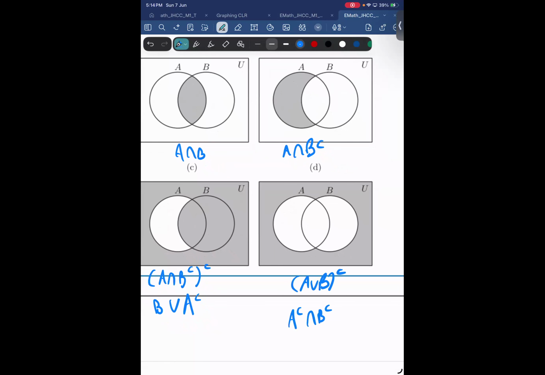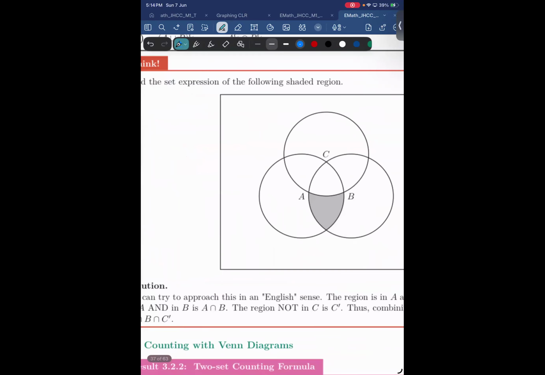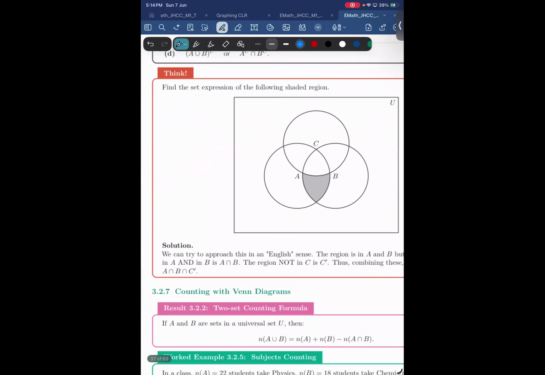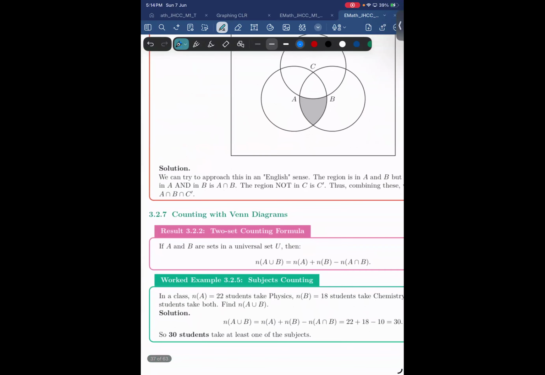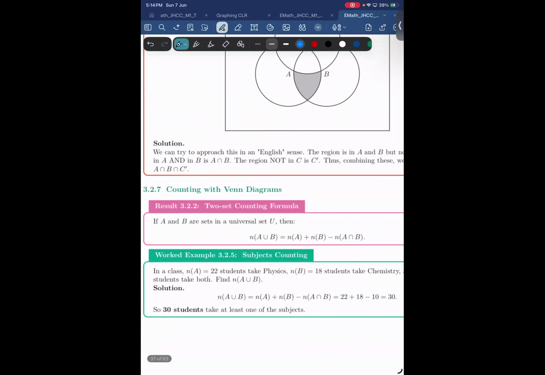So here are some answers to consider. The triple Venn diagram I will skip because it's too troublesome. Usually we don't do it with triple, but if you're ever asked to do a triple Venn diagram, treat it like English.